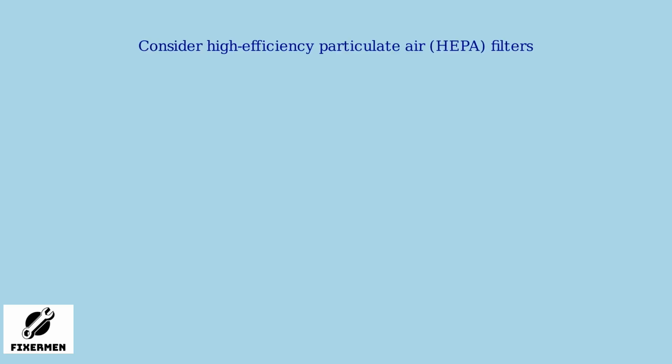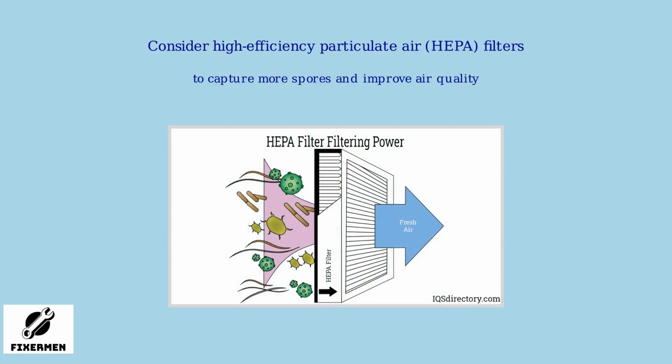Consider using high-efficiency particulate air, or HEPA, filters. These specialized filters can capture up to 99.97% of airborne particles, including mold spores and other allergens. HEPA filters significantly improve indoor air quality and are especially beneficial for households with allergy sufferers.